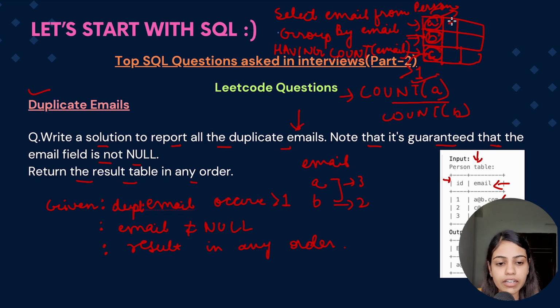So if A is occurring once, B is occurring twice, and C is occurring thrice, we would be seeing B and C in the final result. So this is how we can solve this particular question. So let's see from the LeetCode.